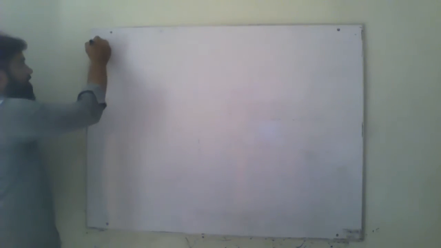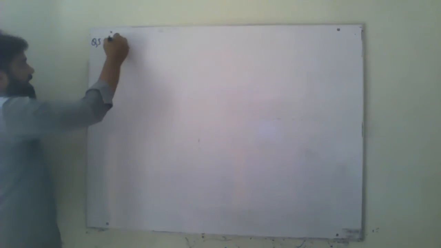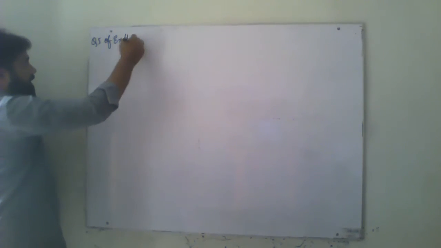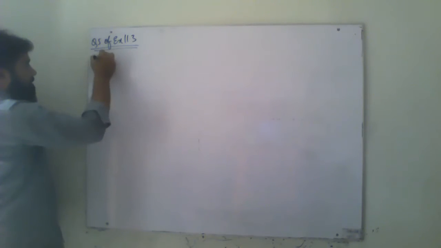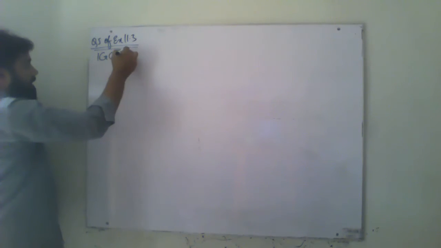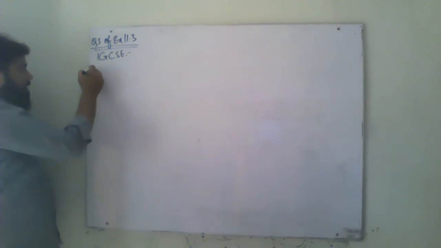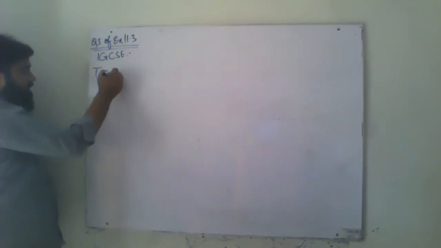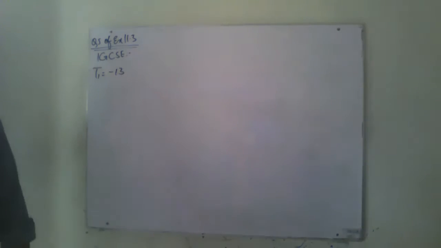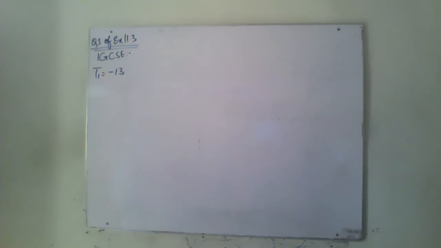Okay, guys, so I'm going to start with a new question, and the question is question number 5 of exercise 11.3 IGCSE book. Now the question says, first of all, they are giving us that the first term is equal to minus 13. That's the first thing they are telling us, that T1, the first term, is minus 13.